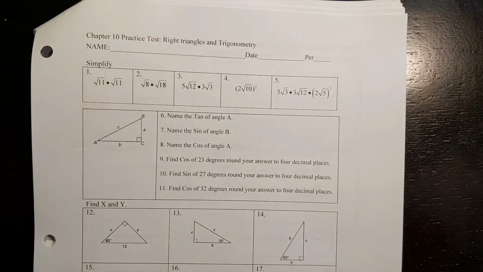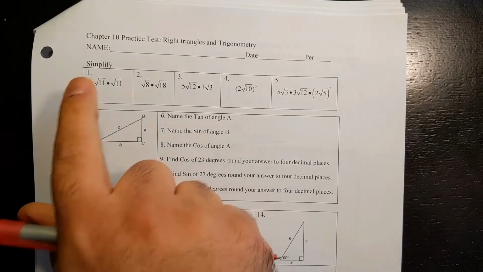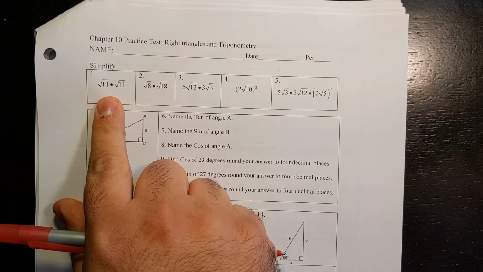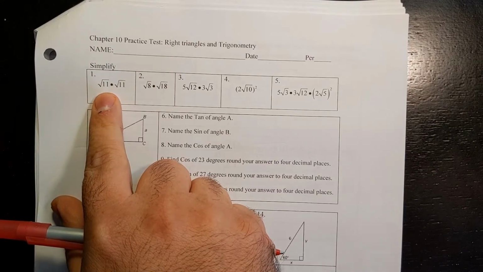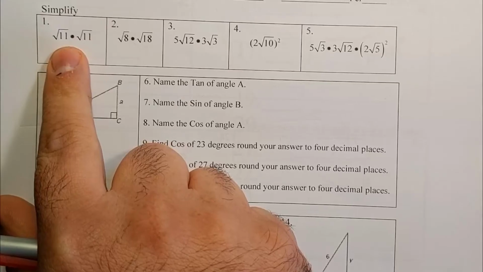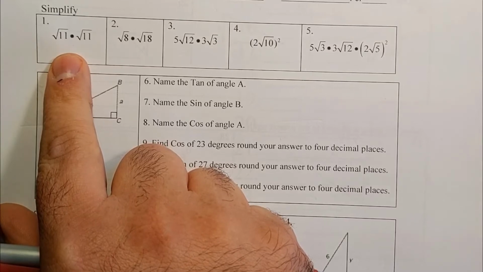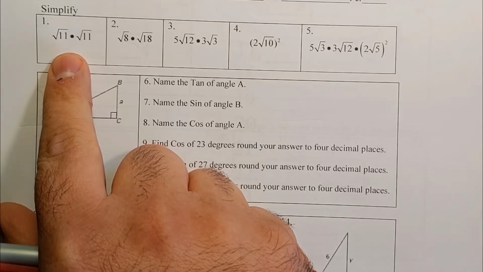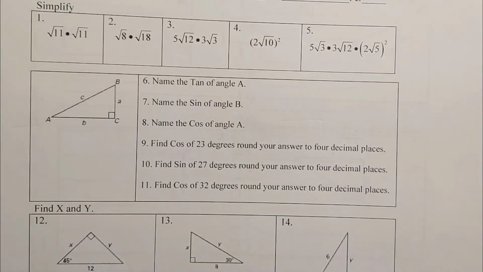This is chapter 10, practice test. The way it works for simplify is you're not giving me a decimal answer. If you give me a decimal answer, it's instantly wrong. Your calculator isn't going to be very much help here. It's knowing how to simplify square roots, which is looking for pairs to pull them out.